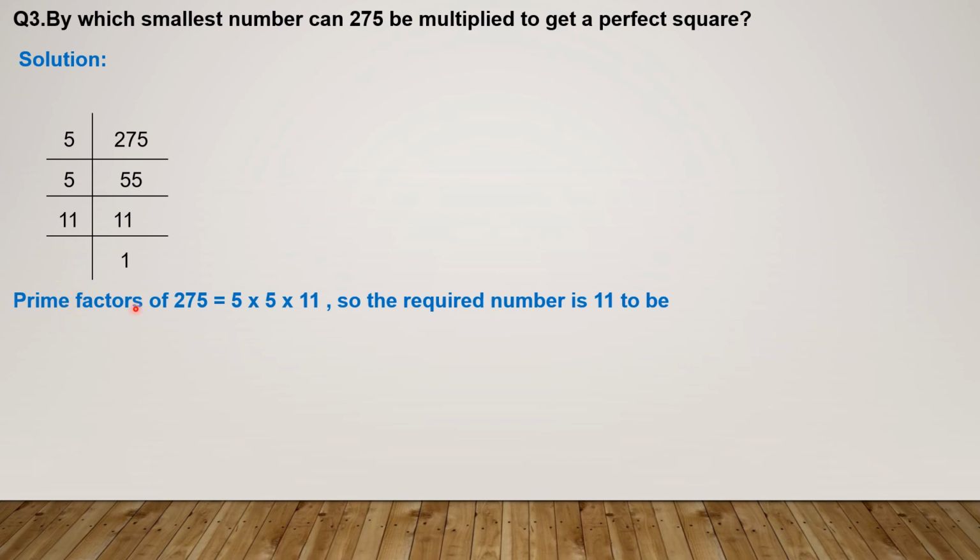Now look here, prime factors of 275 are 5 multiplied by 5 multiplied by 11. Means we need one more 11. So the required number is 11 to be multiplied with 275 to make it a perfect square. Students, there is no need to multiply 275 with 11 and repeat the whole process. You only have to tell which number should be written here so that it becomes a perfect square. That number is 11. So simply you have to tell 11 is the required number to make this number a perfect square.